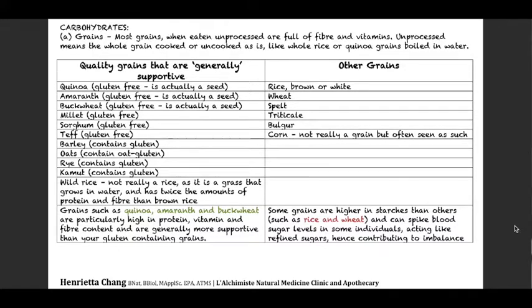So what we might do here is move on now to the grain products, which is our next section.